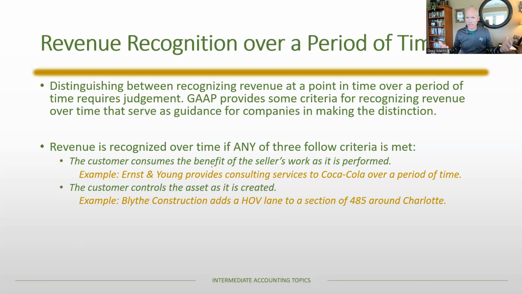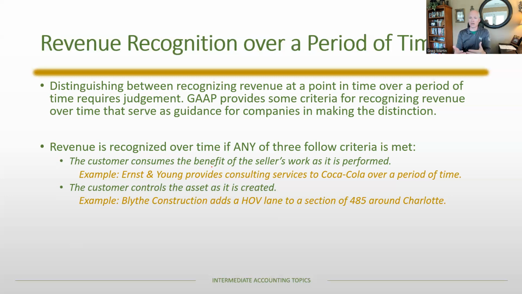And I don't know if it's the city of Charlotte or the state of North Carolina. It's probably the state of North Carolina. But anyway, the question is, does Blythe have to wait for the 4-year project or 5-year project? It seems like it's been a decade, but however long it takes them to get this thing done, do they have to wait until the end before they can recognize revenue for this HOV lane project, or can they instead recognize as they go along?